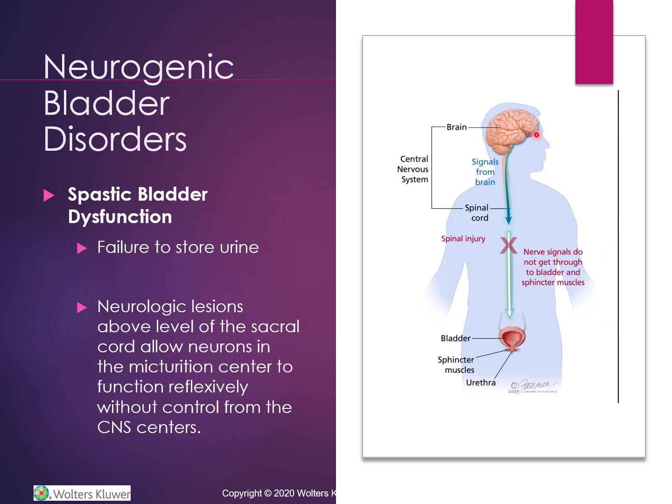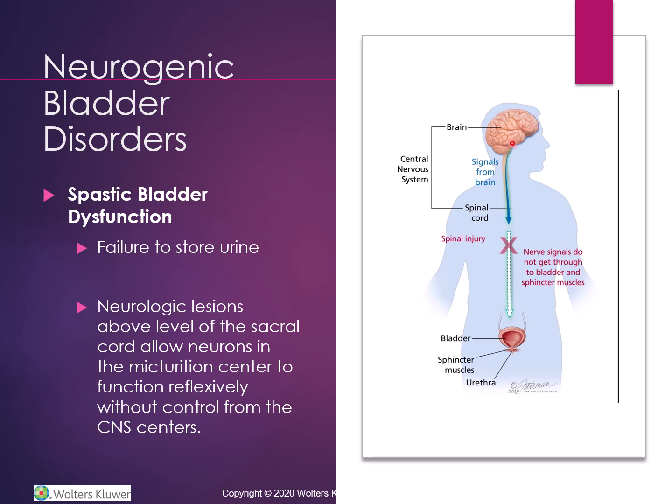And so if we have a spinal cord injury or a neurological lesion above the level of the sacral cord, something higher up within the spinal cord, that blocks neurons from the micturition center from coming down to the bladder itself. So neurological lesions above the level of the sacral cord, so S1 through S4, allow neurons in the micturition center to function reflexively without control from the CNS centers.